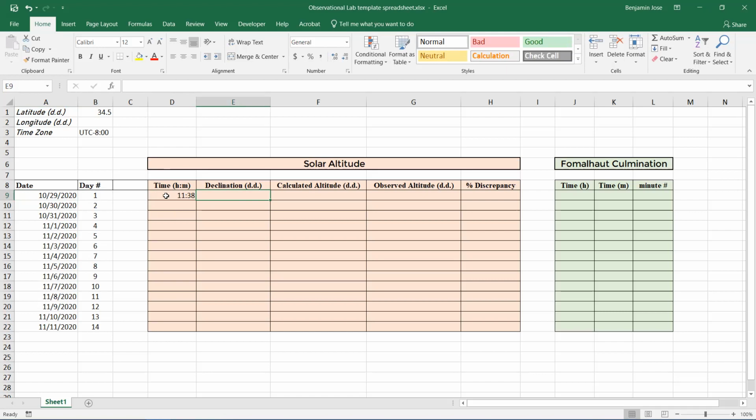Now, how are you supposed to know that? That's not something you go out and measure. The altitude is what you measured with the clinometer at local solar noon. That's this time here, whatever time you found for your location. So the declination we will have to get from Stellarium. So let me go back into Stellarium on October 29th, close to my location around that time.